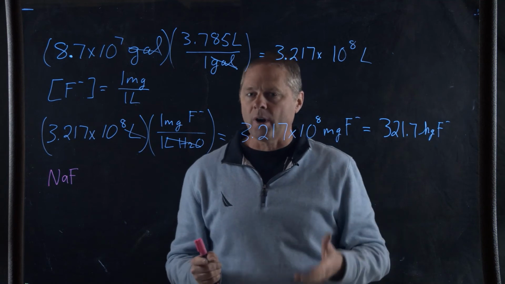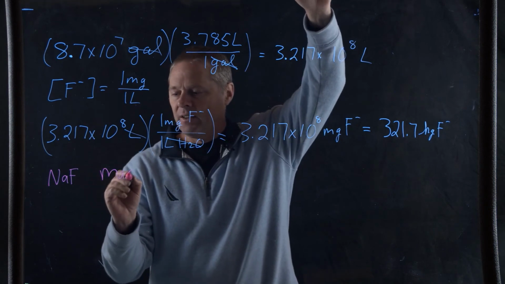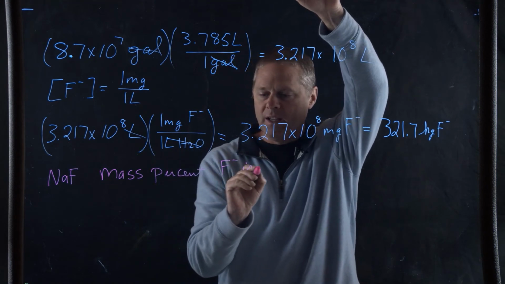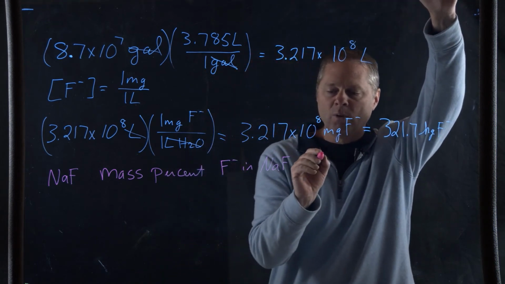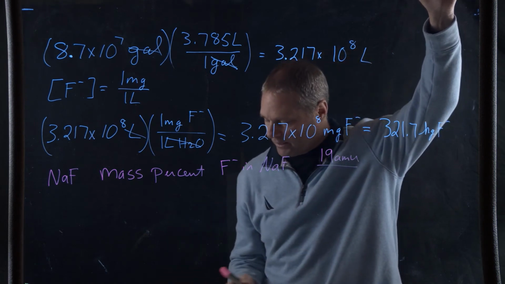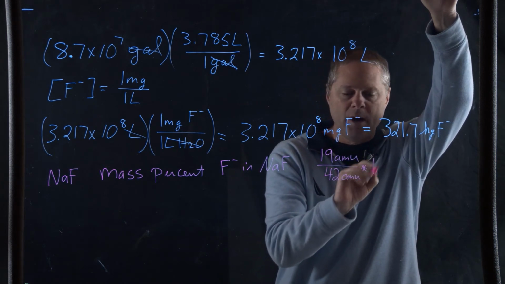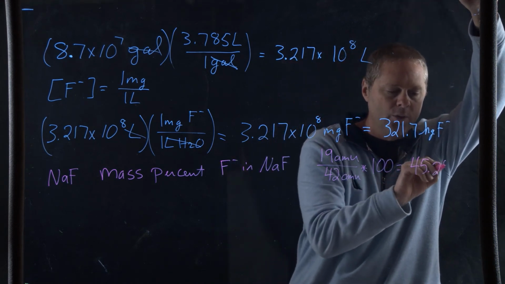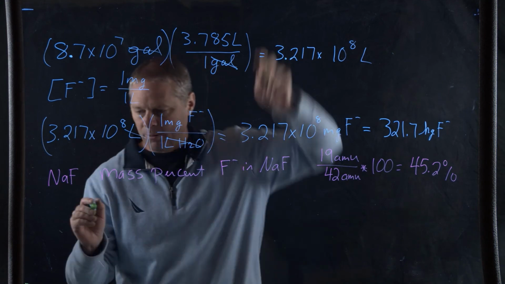We don't just add fluoride, we have to add a cation with that anion. So we can find the mass percent of fluoride in sodium fluoride. To do that, we're going to use the molar mass. The molar mass of fluoride is 19 atomic mass units. The atomic mass of sodium fluoride is 42 atomic mass units. We multiply that by 100, and we get 45.2%.